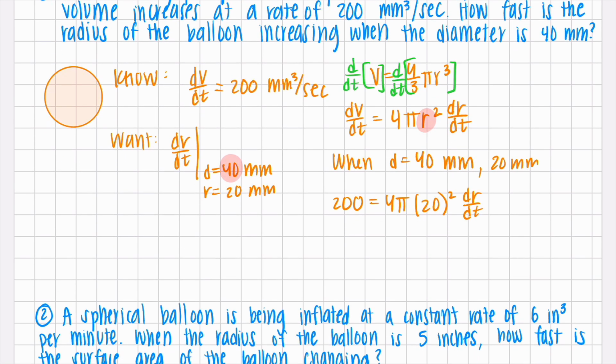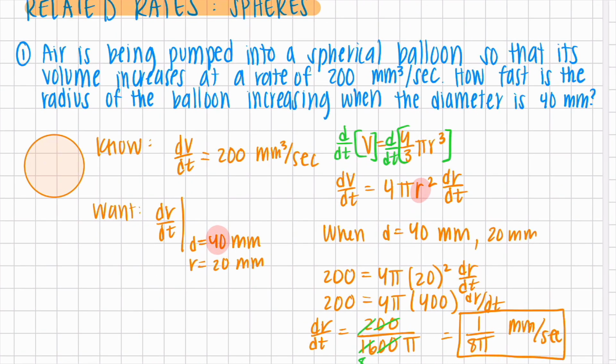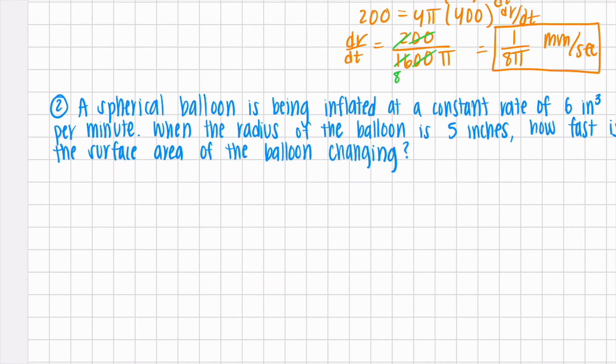The rest is just solving this equation. I have 200 equals 4 pi times 400 dr/dt. Solving for dr/dt, that's 200 over 1600 pi, and we can simplify, divide by 100, then divide by 2. I'm left with an 8 in the denominator. So dr/dt is 1 over 8 pi, and we need our units, so it's millimeters per second. And that is our first example. We have one more example.